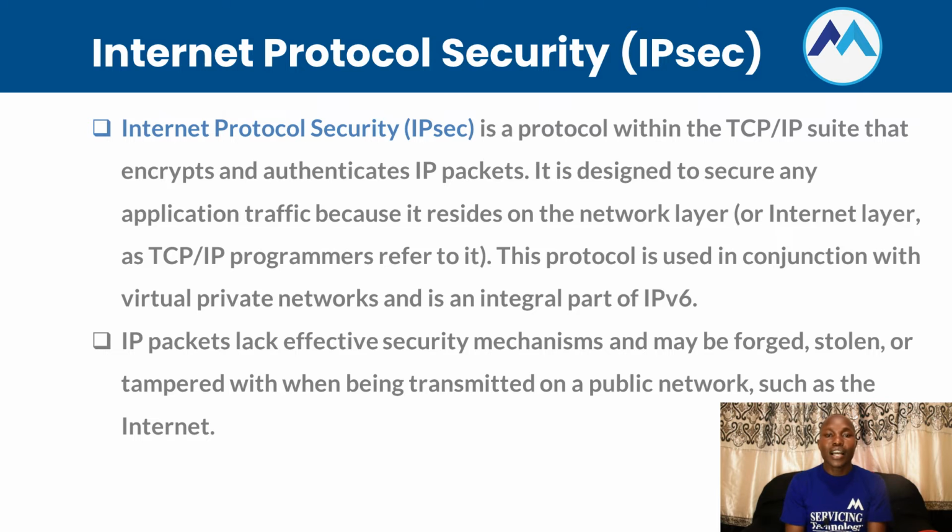IP packets lack effective security mechanisms and may be forged, stolen, or tampered with when being transmitted on a public network such as the internet. To solve this problem, the communicating parties establish an IPSec tunnel for encrypted transmission of IP packets. This ensures secure transmission of IP packets on an insecure network such as the internet.